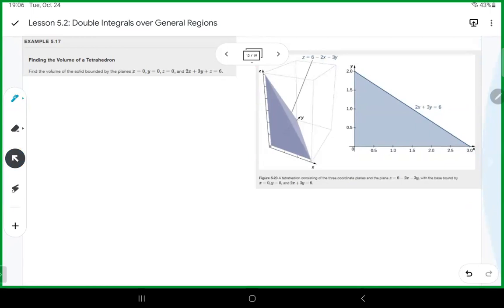The solid is a tetrahedron with the base on the xy plane and a height of z equal to 6 minus 2x minus 3y. The base is the region D bounded by the lines x equals 0, y equals 0, and 2x plus 3y equals 6, where z equals 0. So hence the figure. Note that we can consider the region D as type 1 or as type 2, and we can integrate in both ways.